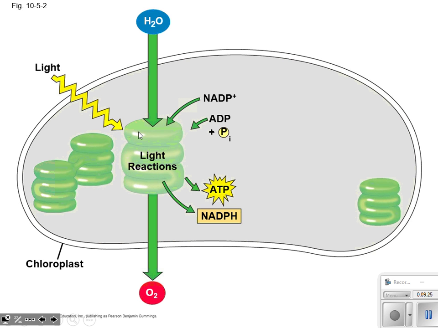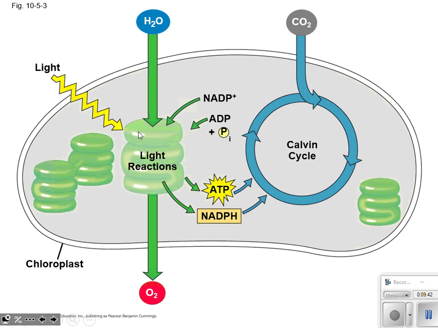So, you can write ATP, color that in yellow too, because that is energy. The NADPH, you can also color in yellow. But those then go into the Calvin cycle.